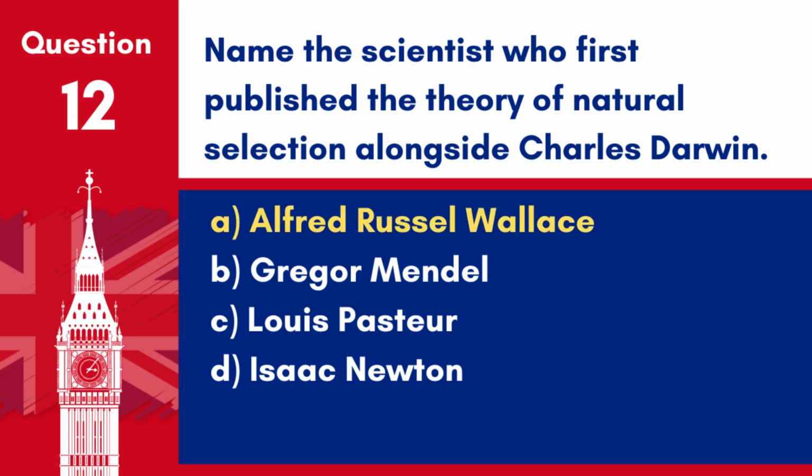Answer: A. Alfred Russel Wallace. Alfred Russel Wallace independently conceived the theory of evolution through natural selection and published it jointly with Charles Darwin.